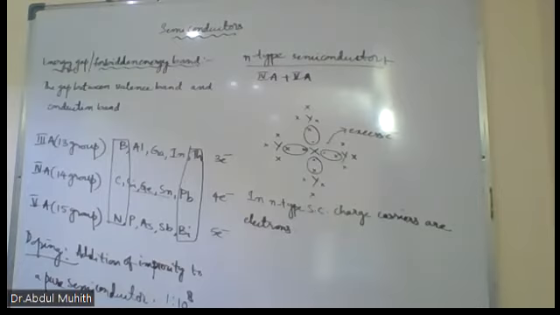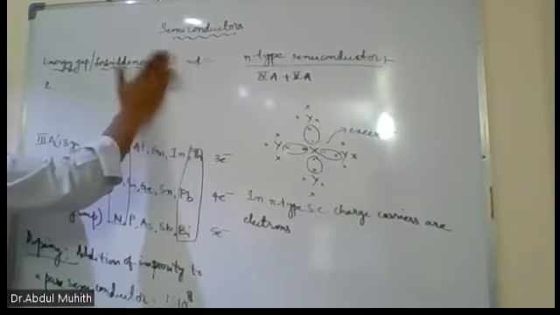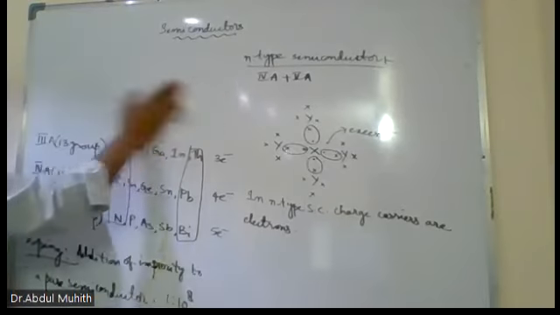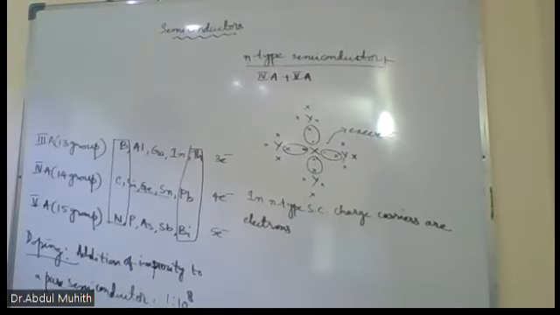In an n-type semiconductor, charge carriers are electrons. So for every 1 combination, we get 1 excess electron. Now we'll go to the p-type semiconductor. Then we can discuss the Fermi level and all.